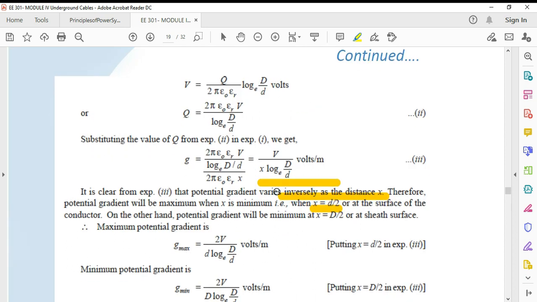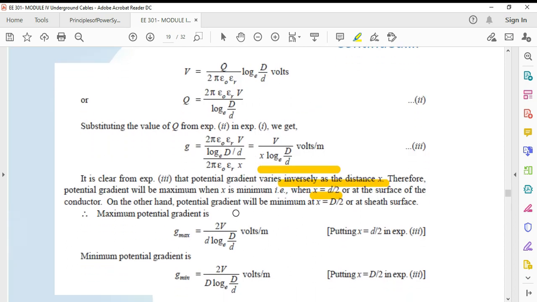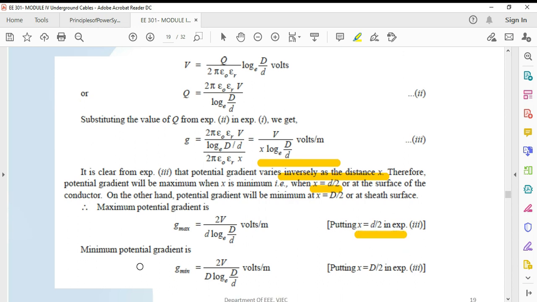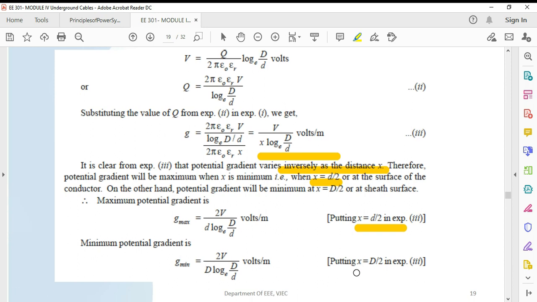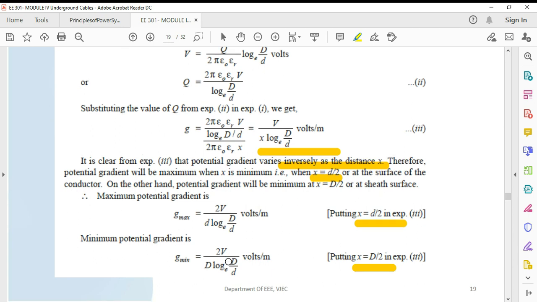So maximum potential gradient can be found out as G max equal to 2V by d log D by d. Here we are putting x equal to small d by 2. For minimum potential gradient we are putting x equal to capital D by 2, then we will get 2V by D log D by d.